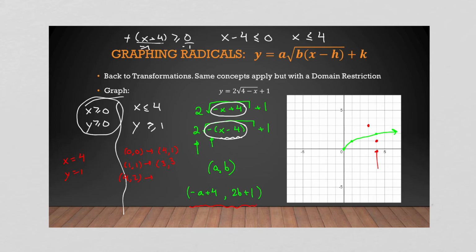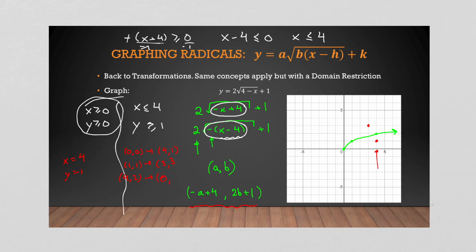So if you convert, the x value 4 becomes -4, and then we add 4, and we get 0.